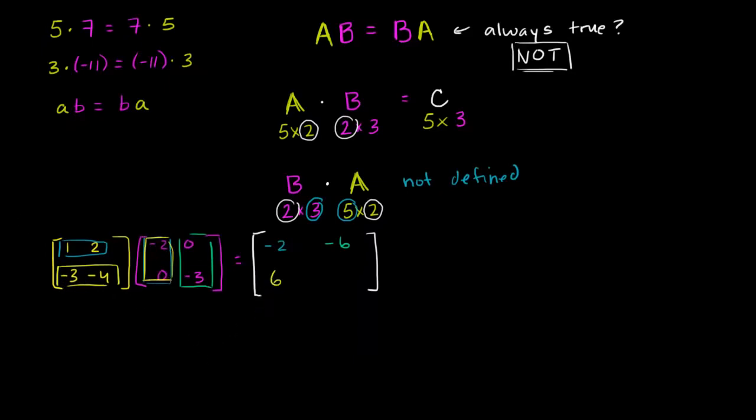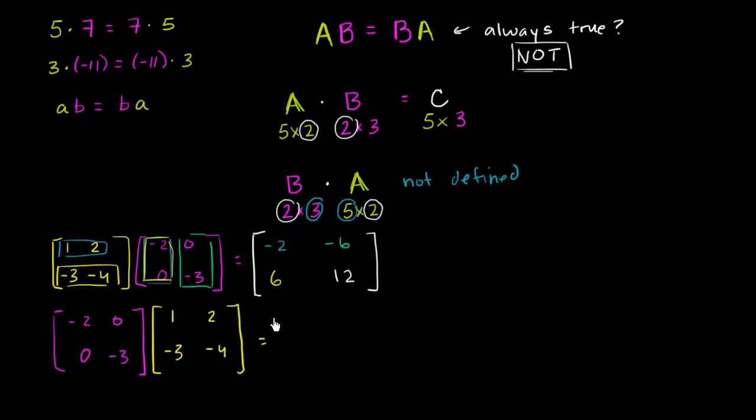And then finally, for this entry, it's going to be the second row times the second column. Negative 3 times 0 is 0. Negative 4 times negative 3 is positive 12. So fair enough. Now what if we did it the other way around? What if we were to multiply negative 2, 0, 0, negative 3 times 1, 2, negative 3, negative 4? What's this going to be equal to?